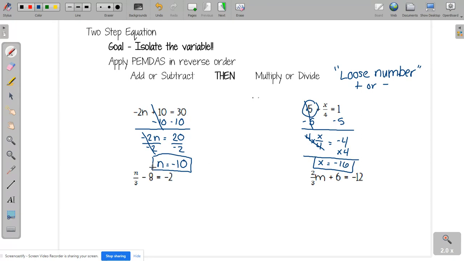The next problem, we have n divided by 3 minus 8 equals negative 2. Our loose number here is minus 8, so we're going to add 8 to both sides. We get n over 3 equaling negative 2 plus 8, which is positive 6. To get rid of this divide by 3, we have to multiply both sides by 3. It cancels out, leaving us with n equaling 6 times 3, which is 18.